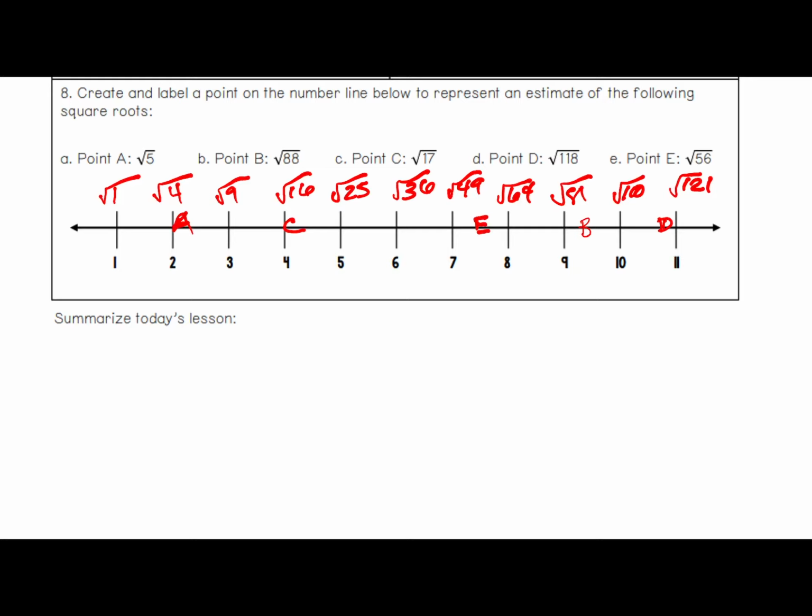I actually do want you to summarize this lesson. If you summarize the lesson, you're more likely to remember little things about it.